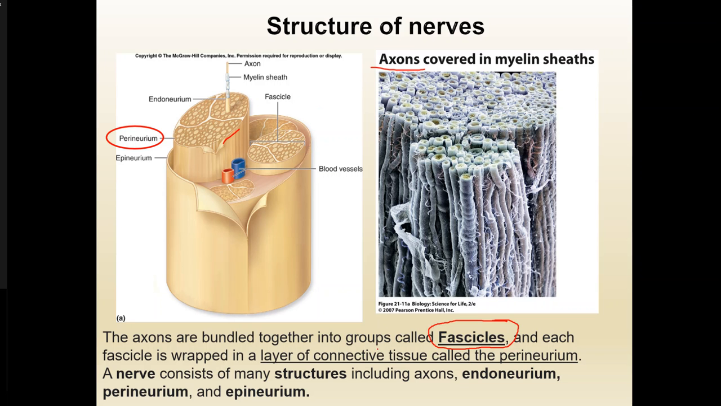Why do we group them? We group them because they are wrapped by a layer of connective tissue known as perineurium, okay? In the muscle tissue you had the perimysium, remember? Here you have the perineurium, all right? So bundles of axons are bundled together by the perineurium, and this is known as a fascicle. And that's not it.